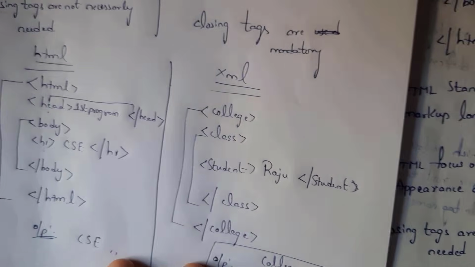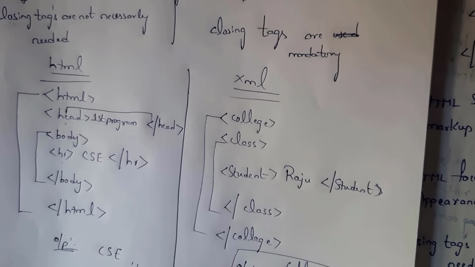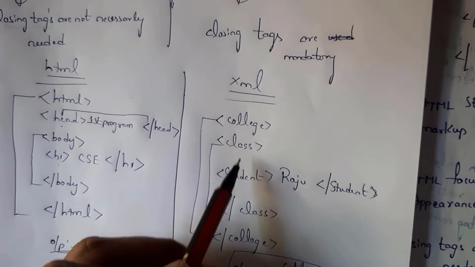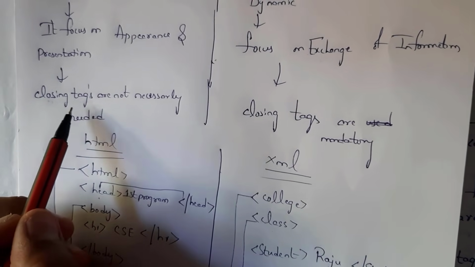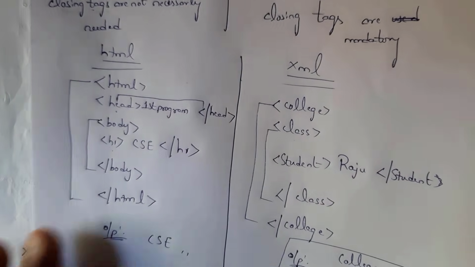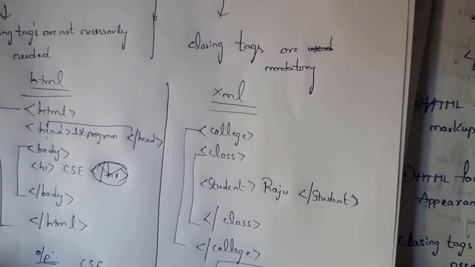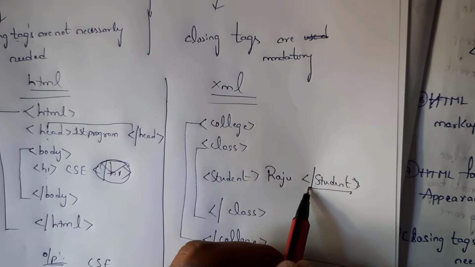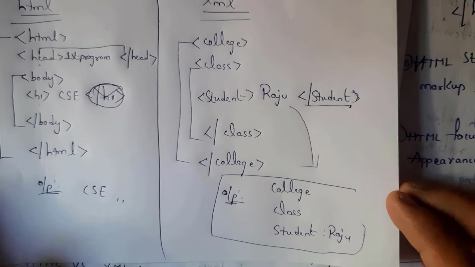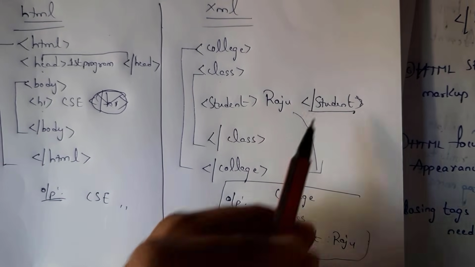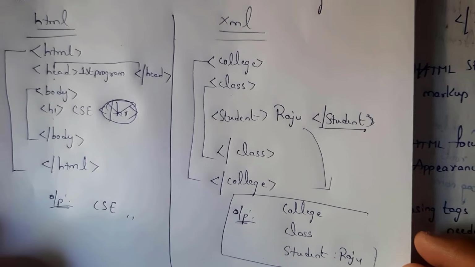The output is college, class, student, his name is Raju. This is the output. The difference between HTML and XML is that there are predefined tags in HTML, but in XML we can create our own tags. And in this, if you see, it is not necessary to use closing tags. Even if you don't use the closing H1 tag here, output is generated. But in XML, if you do not use the closing tag, the output is an error message. So it is mandatory to use closing tags in XML, but in HTML it is not mandatory.